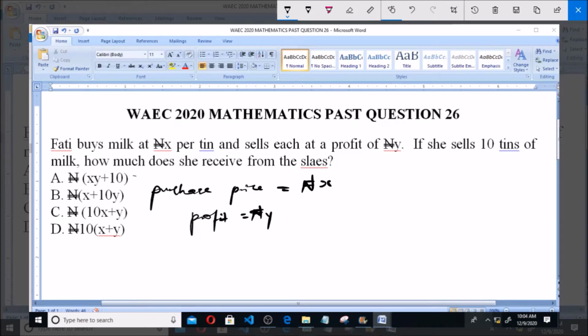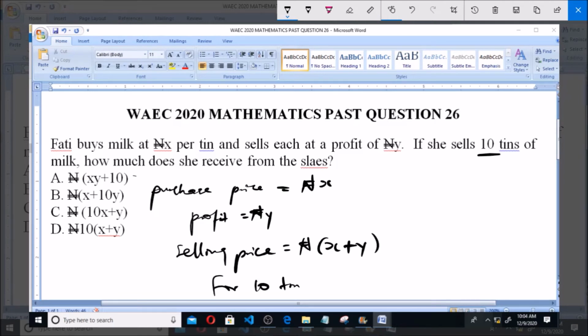Now, to get her selling price for a particular thing that she sold, the selling price will be equal to the price she bought it, which is the purchase price, that is X Naira plus the profit Y Naira. Now, since she sold 10 things, we simply multiply the selling price by 10, because the selling price is just for one item. So the selling price now for 10 things will be equal to 10 into X plus Y, and that will give us the amount for which she sold the 10 things.